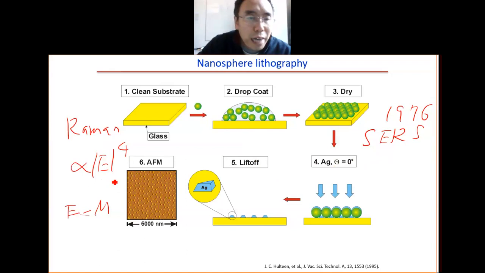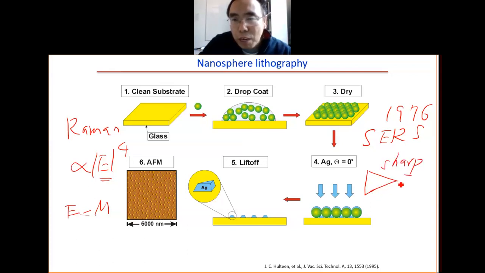So how do we get a very, very high electric field? You can imagine if you have something like this. This is very sharp, right? When it is very, very sharp, the electric field here will be very, very high. Then you get this SERS effect, Raman scattering enhancement. This is one triangular shape, made of silver or maybe gold.